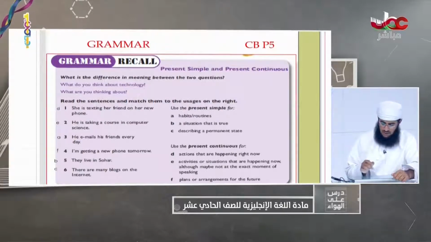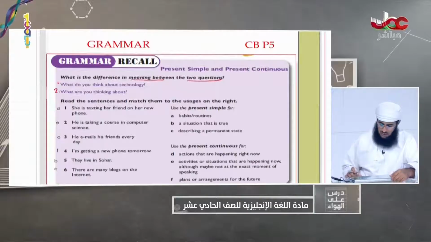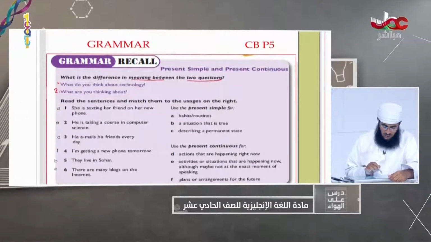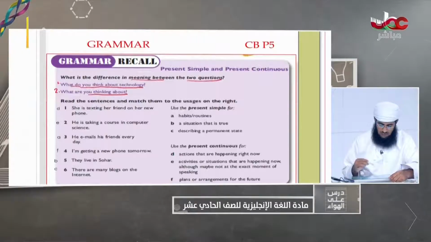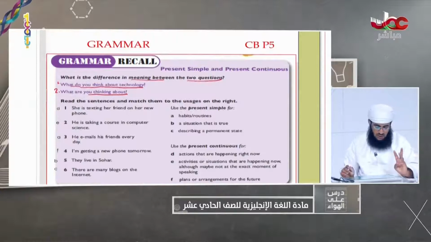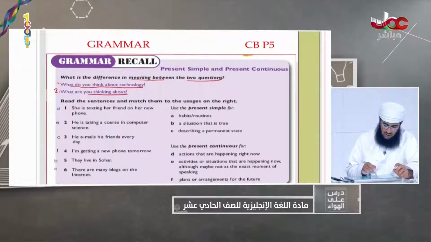So what is the difference in meaning between the two questions? Here we have question 1 and question 2. What is the difference here? What do you think about technology? And then, what are you thinking about? Now we have two questions. I need to look at two things. The first is related to grammar and the second is related to meaning. Do they have the same meaning? Do they have the same grammar structure? You need to have an idea about these two things.